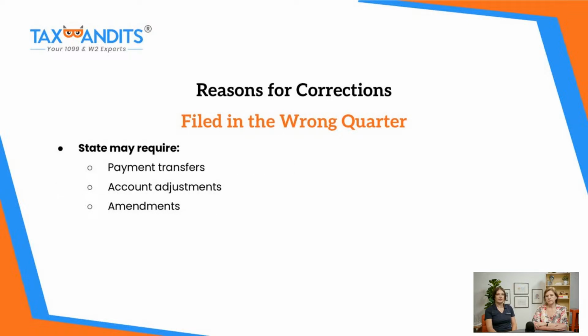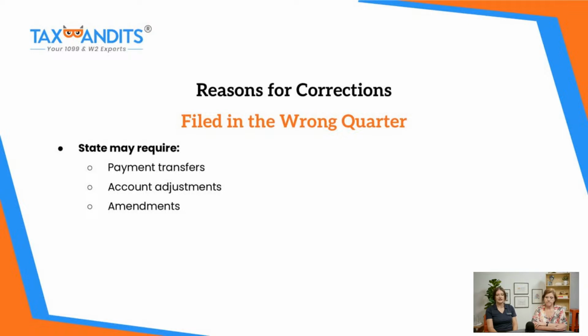So let's talk about when you're filing in the wrong quarter. We can walk through a real world example. Say an employer intended to report their second quarter wages, but accidentally filed them under the first quarter. It may seem like they should simply amend the first quarter and file the second quarter correctly. But there may also be a payment involved.